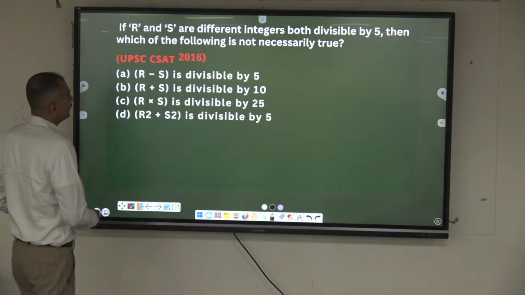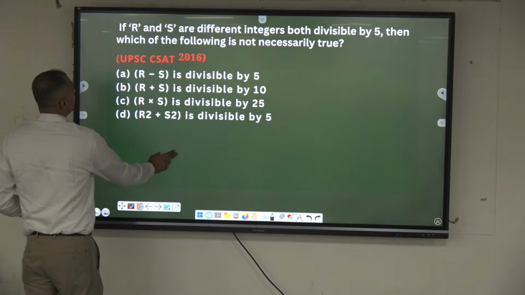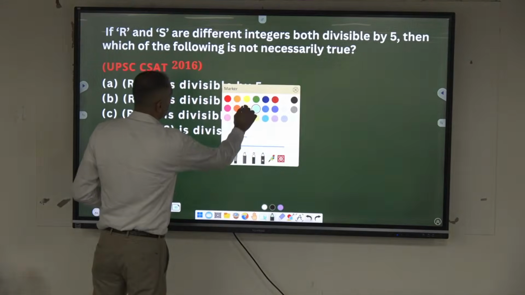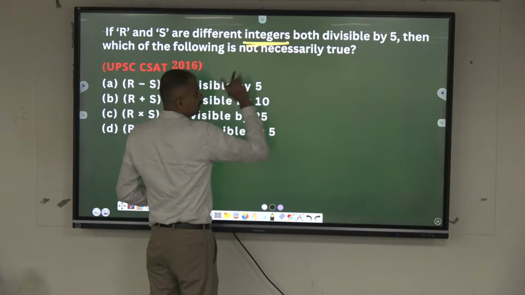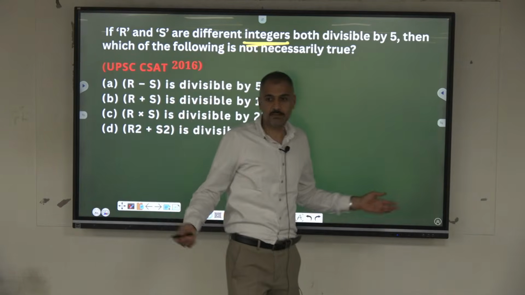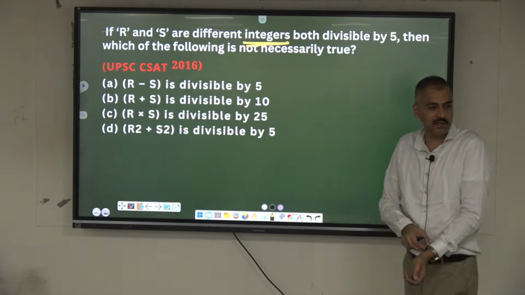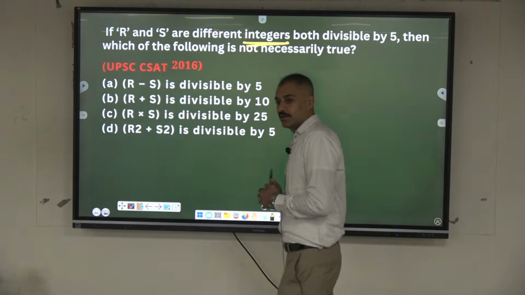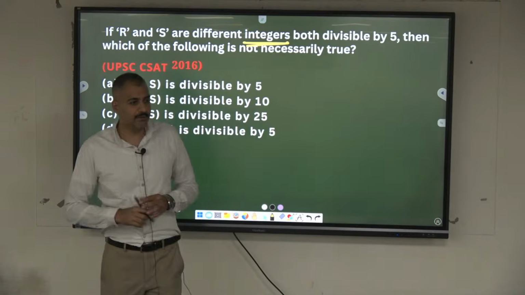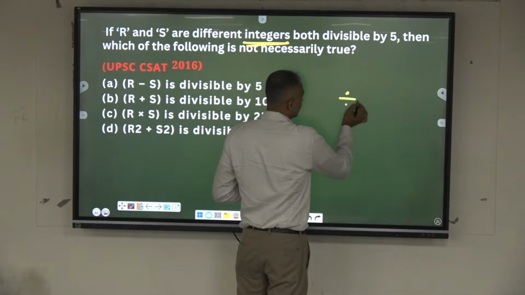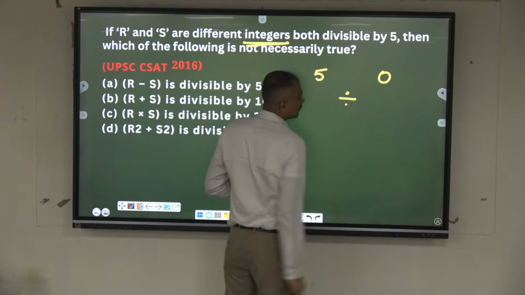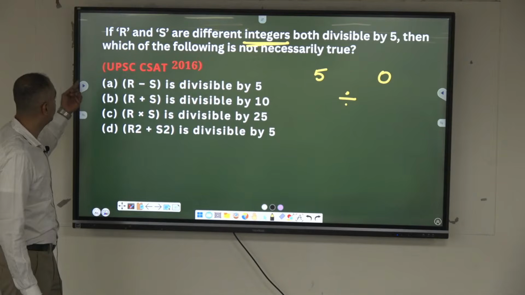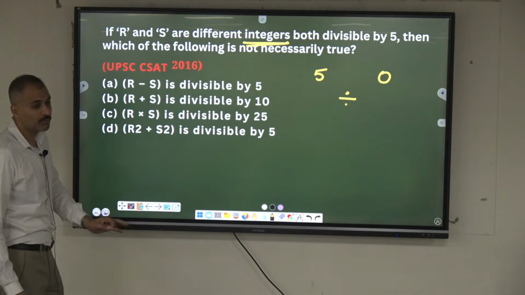If R and S are different integers, both divisible by 5. He says integers, not digits. They are numbers, any number it can be. Integers can be positive, and can they be negative? Yes. Both are divisible by 5. So to get divided by 5, it has to end with either 5 or 0. Any number: 1-digit, 2-digit, 3-digit doesn't make any difference. Which of the following is not necessarily true?